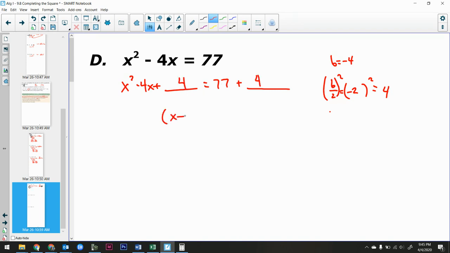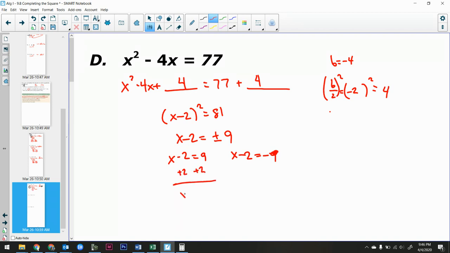So that would be x minus 2 squared is equal to 81. I square root the 81. I get x minus 2 is equal to plus or minus 9. X minus 2 is equal to positive 9. X minus 2 is equal to negative 9. Add the 2 to both sides. I get x equals 11. Add the 2 to both sides. I get x equals negative 7. Okay?